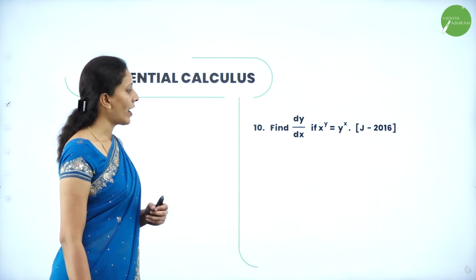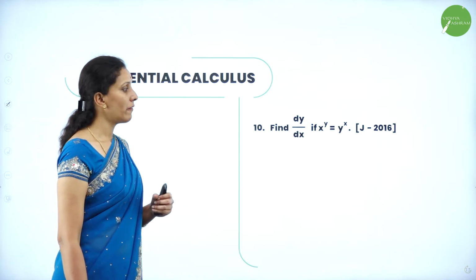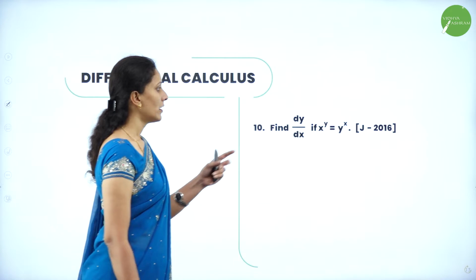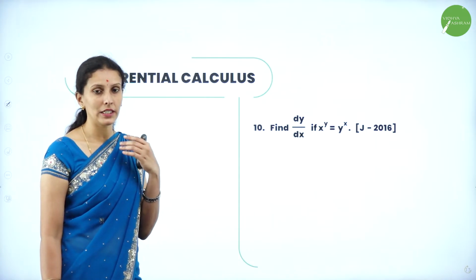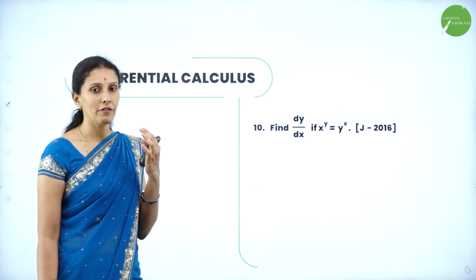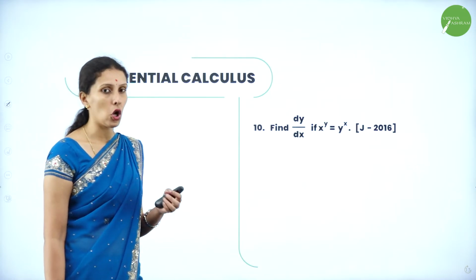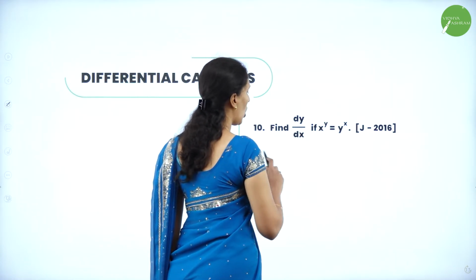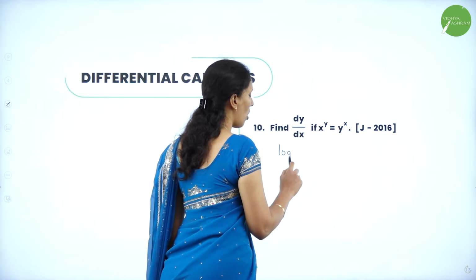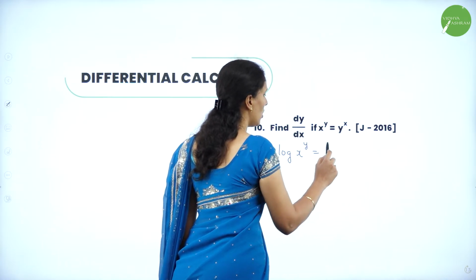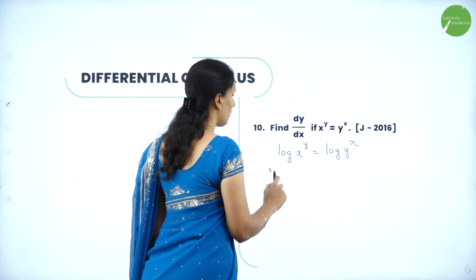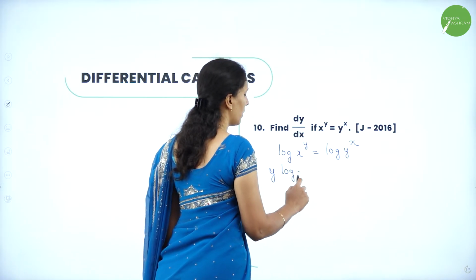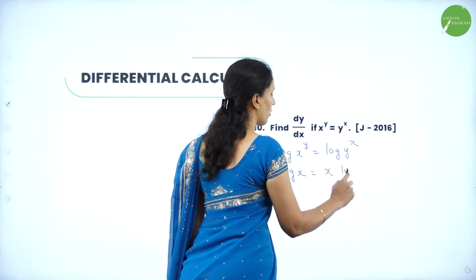Next one, find dy by dx if x power y is equal to y power x. So I already said, when you have any function in the form of a power, that is x and y in the power form or exponential form, apply log on both sides. So applying log on both sides, here we get log x power y equals log y power x. So here I get y log x and here I get x log y.